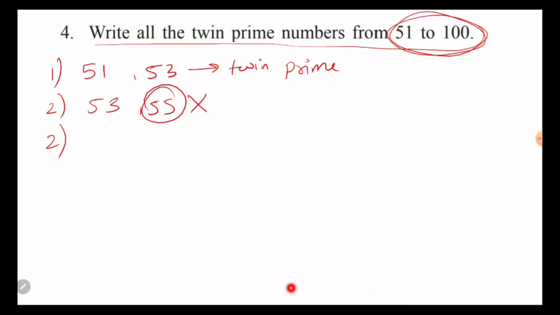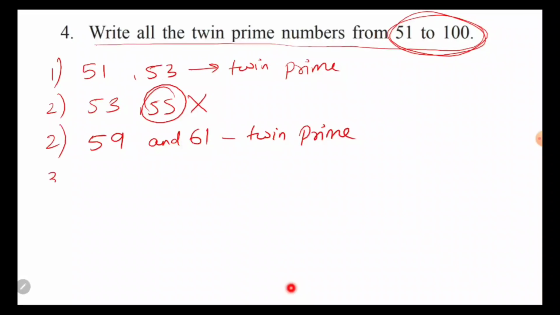Okay, so second one I'll be writing it again. 54 is not a prime number, 55 is not a prime number, 56 is not a prime number, 57 is also not a prime number because 57 जो है वो 3 के table में जाएगा. Okay, 58 is also not a prime number, 59 is a prime number. So next pair will be what? 59 and 61 because both are prime numbers and they are also twin prime numbers.